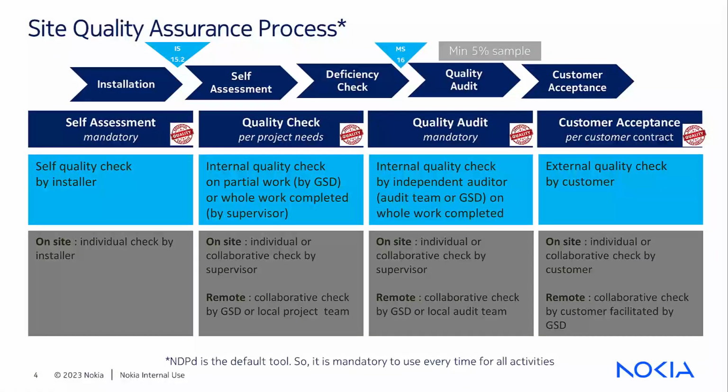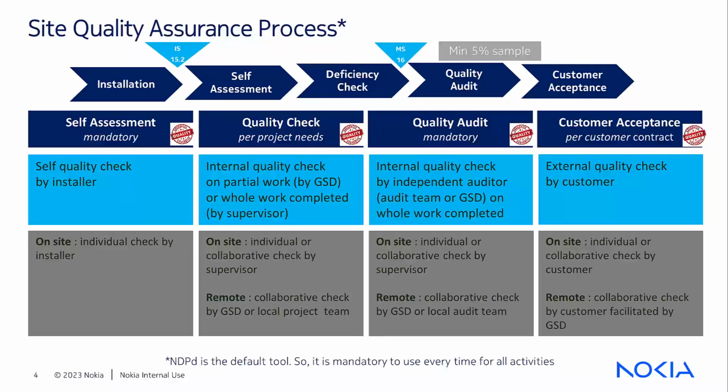This is an overview of site quality assurance process, wherein after the installation is complete, quality comes into picture. It starts with self-assessment, which is done by the installer or subcontractor after completing the work on site. Self-assessment is followed by quality check, which is done in collaboration between installer or subcontractor on site and Nokia GDC from remote location to verify the work done by the installer or subcontractor.